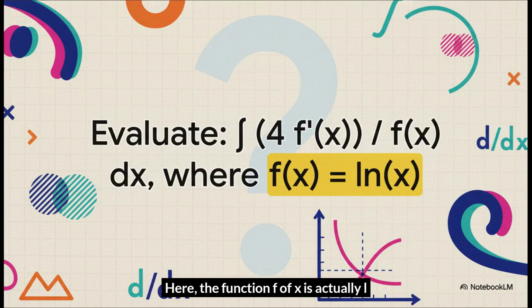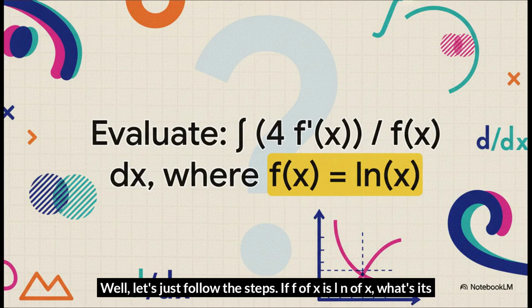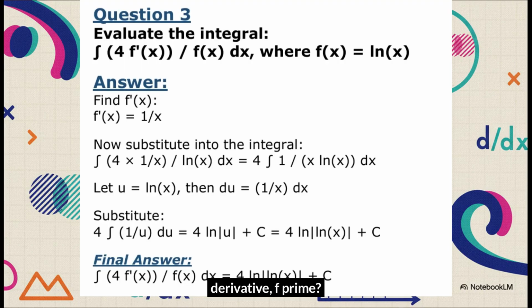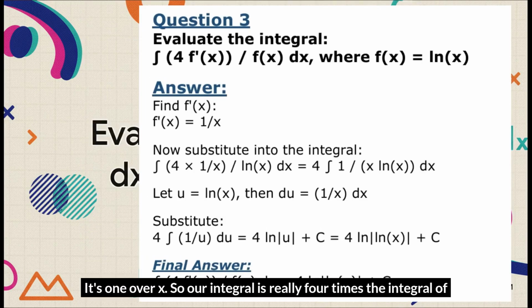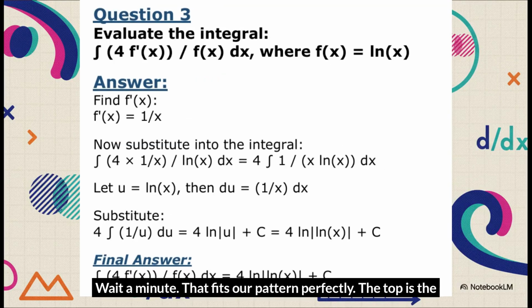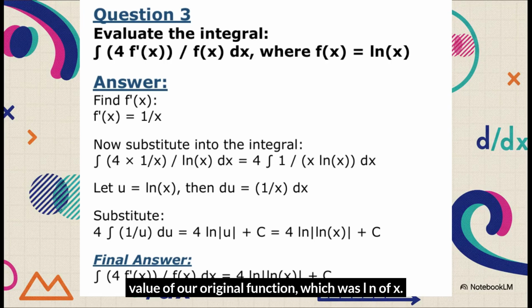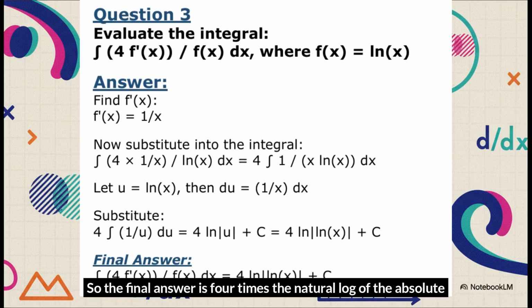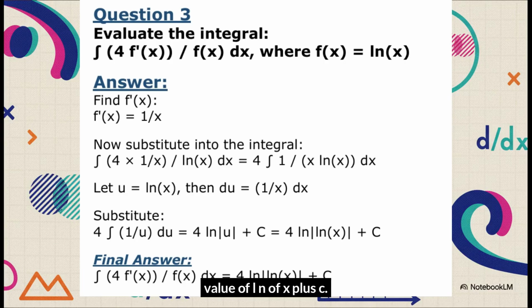I love it. Here, the function f of x is actually ln of x itself. Whoa. So what happens then? Well, let's just follow the steps. If f of x is ln of x, what's its derivative, f prime? It's 1 over x. So our integral is really 4 times the integral of 1 over x divided by ln of x. Wait a minute, that fits our pattern perfectly. The top is the derivative of the bottom. So the answer is just 4 times the natural log of the absolute value of our original function, which was ln of x. So the final answer is 4 times the natural log of the absolute value of ln of x plus c. A bit of a brain bender, but the rule still holds.